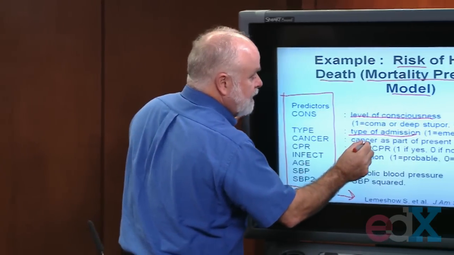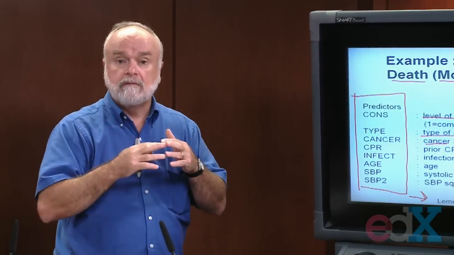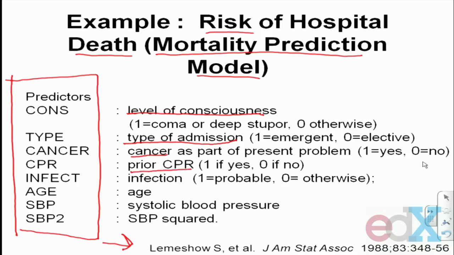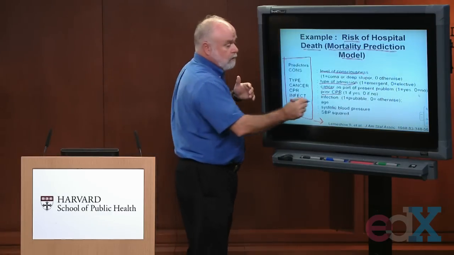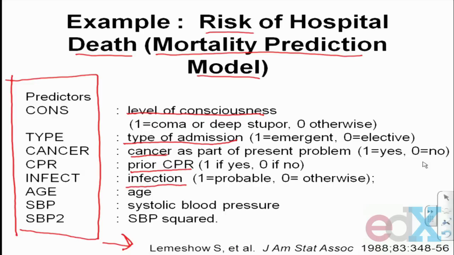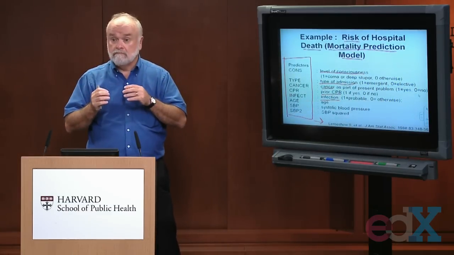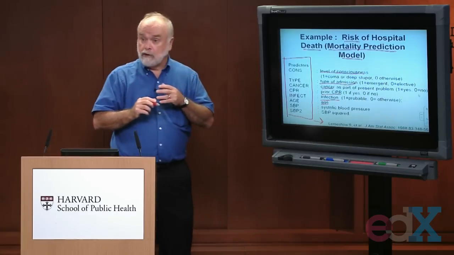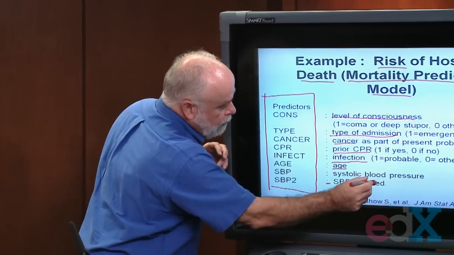Another risk factor is whether a person had been diagnosed with cancer. Cancer was part of the reason for the person being in the hospital. Another one is whether the person went through prior CPR, whether that person had to be resuscitated in the past, yes or no. Another one is whether the person was suffering from an infection in the hospital. That was the reason they're being sent to the intensive care unit. Those 5 risk factors are all binary, 1 if yes, 0 if no. In addition to that, they had the age of the individual measured in years, and also the blood pressure of the individual. And in the model, they included not just the blood pressure, but the square of the blood pressure also.